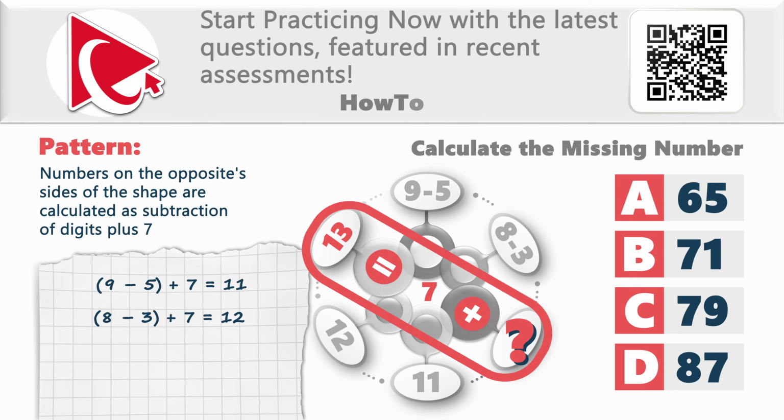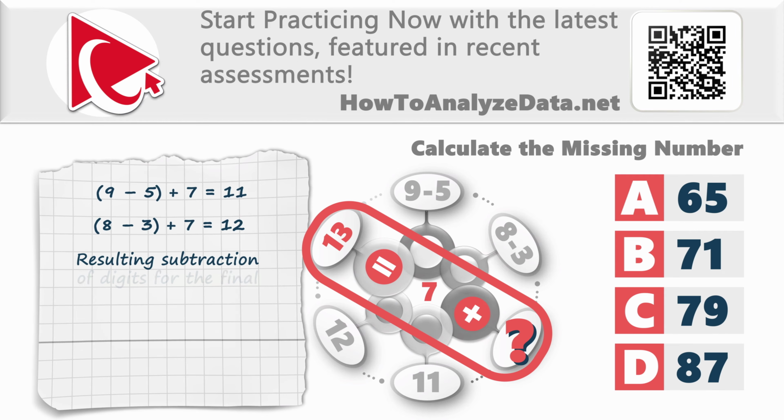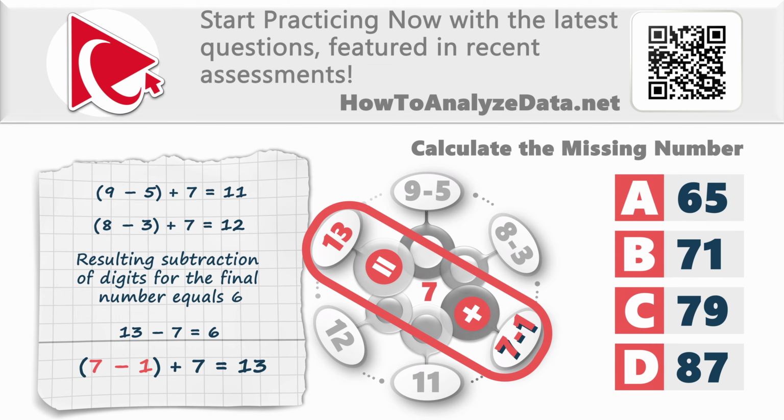To calculate the missing number, you need to realize that the resulting subtraction of digits for the final number equals 6, because 13 minus 7 equals 6. And the only choice that makes sense here is where 7 minus 1 plus 7 equals 13. So the correct answer here is choice B, 71.